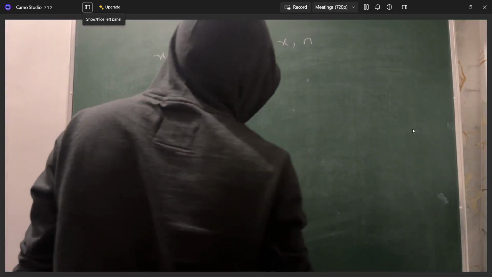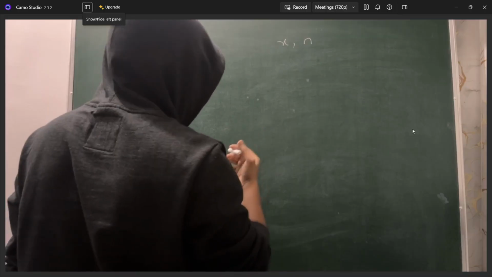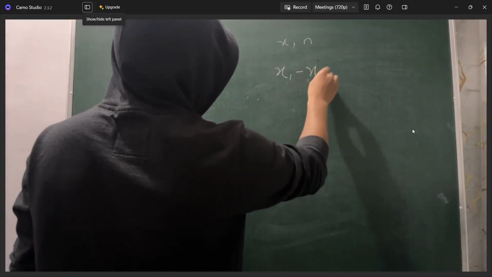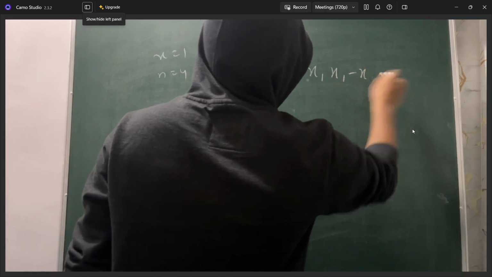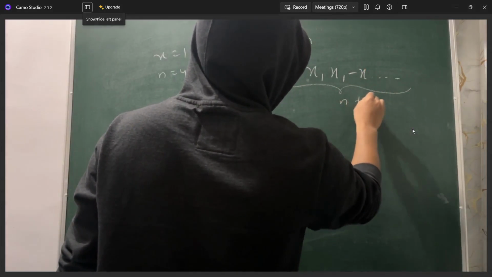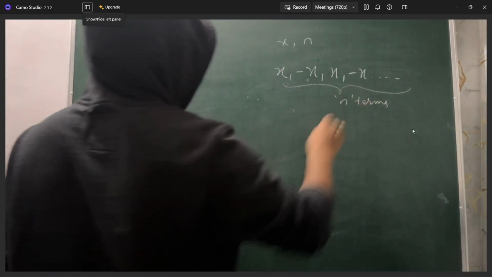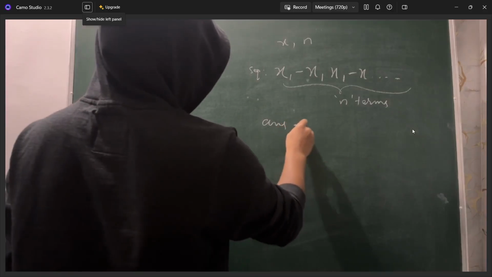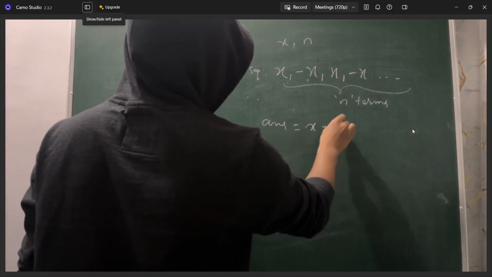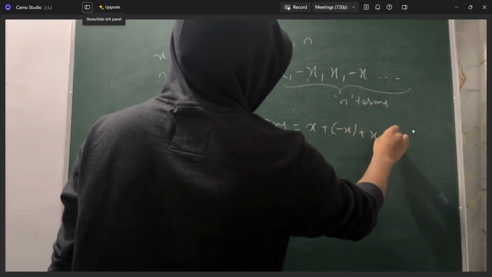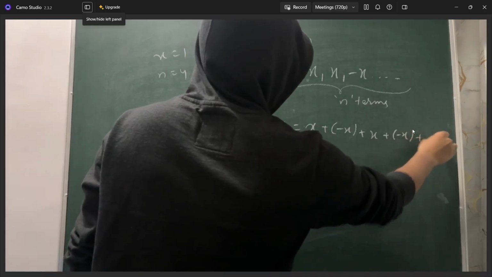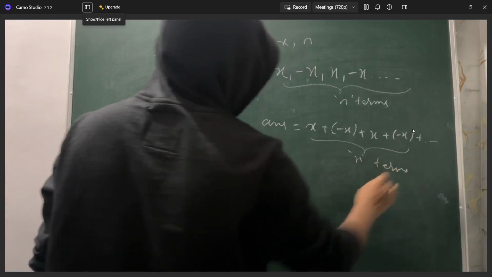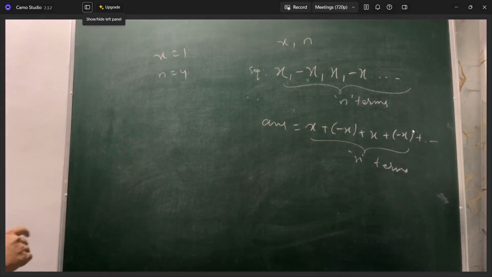What they're trying to say is that you need to find the sequence x, minus x, x, minus x, up till n terms, like n number of terms should be there. This is the sequence, and your answer will be the sum of this sequence, which is x plus minus x plus x and so on, up till n terms. This is the thing that they've asked you.